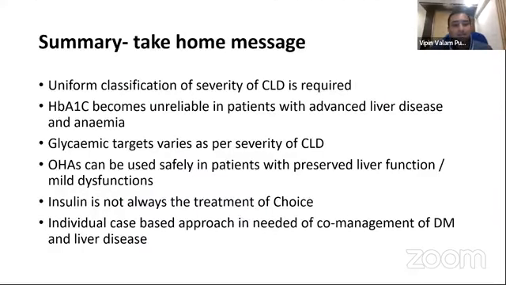So my summary and take-home messages slide includes: there should be a uniform classification of severity of chronic liver disease, which is required for the application of these guidelines. HbA1c becomes unreliable in patients with advanced liver disease and anemia. Glycemic target varies as per the severity of chronic liver disease. OHAs can be used safely in patients with preserved liver function or mild dysfunction. Insulin is not always the treatment of choice. An individual case-based approach is needed for the co-management of diabetes and liver disease.